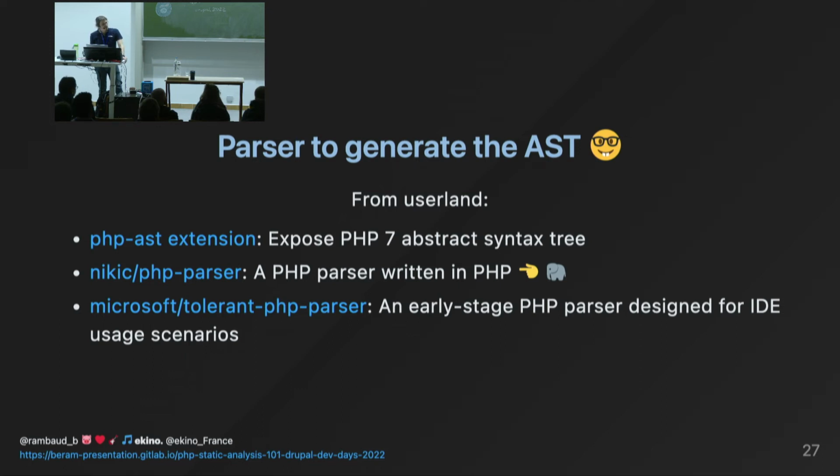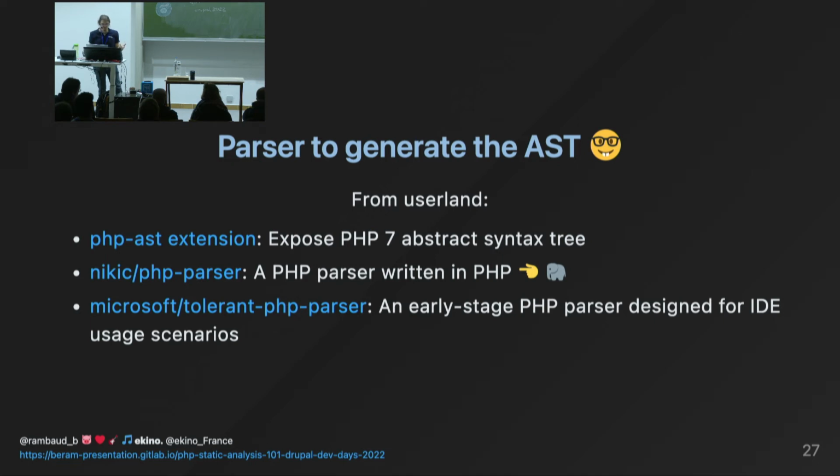So we don't have access to the AST in PHP because the maintainers of PHP think it's a bit creepy. It's not very beautiful, so they chose to keep it for themselves. But Nikita Popov is the creator of the PHP AST extension, and it's the same guy who introduced the AST in PHP 7. So it's not really a big deal.